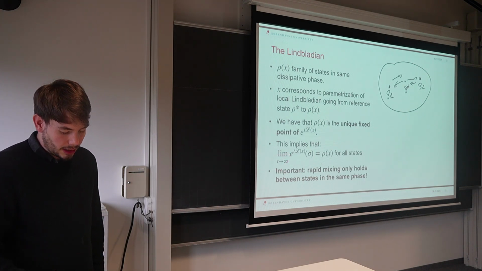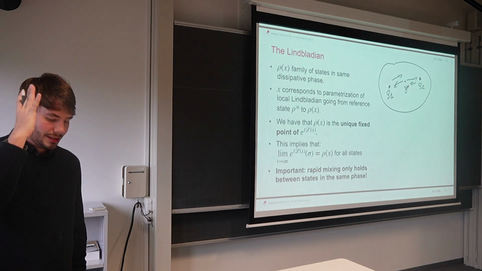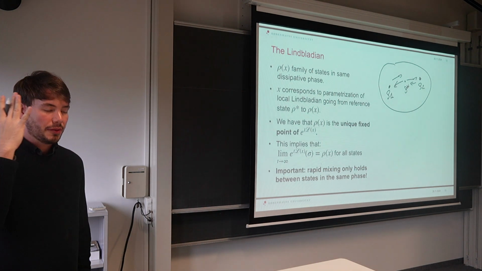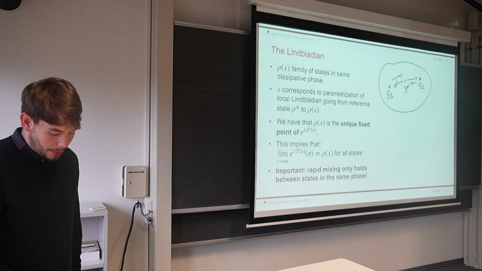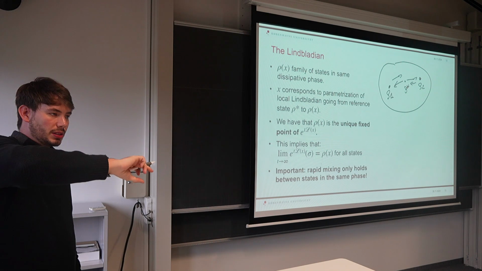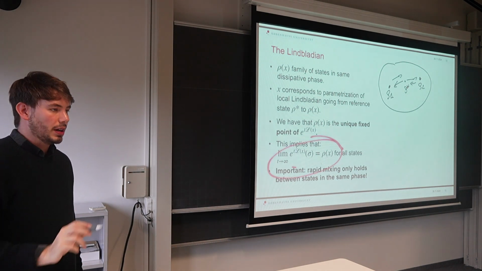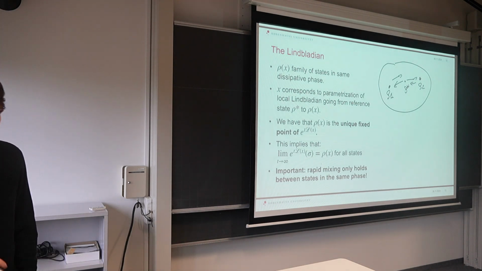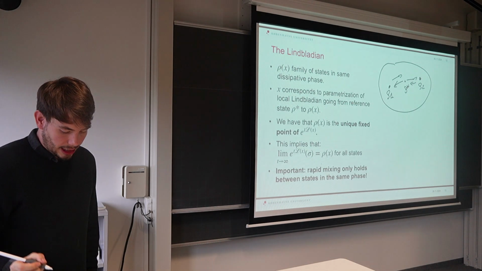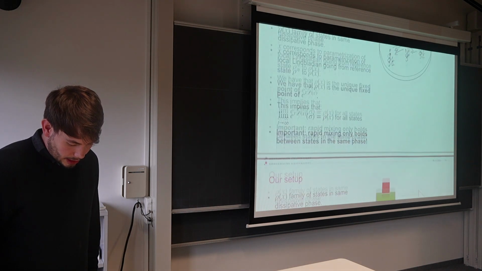It's this limit with t going to infinity, but you're only given the promise that it's going to be fast if I move from one state to the other in the same phase. So if I start from a state in a different phase, I don't have the promise that this is going to converge fast, right? Okay, so just this side remark. All right, so this is our setup.